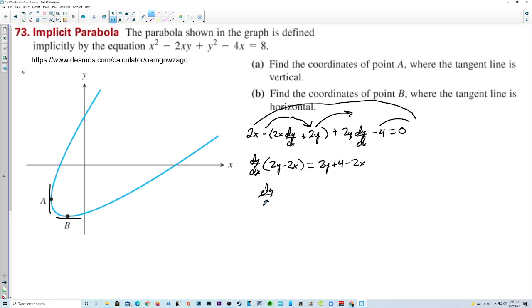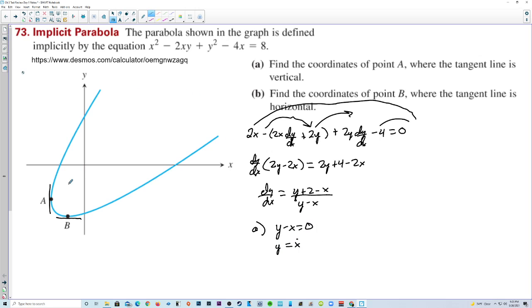So dy/dx, the derivative, is y plus 2 minus x, everything has a 2, divided by y minus x. Well, in order to have a vertical tangent line, the derivative has to have 0 in the bottom. So we want to know where y minus x, this is part A, where y minus x is equal to 0, or where y equals x.